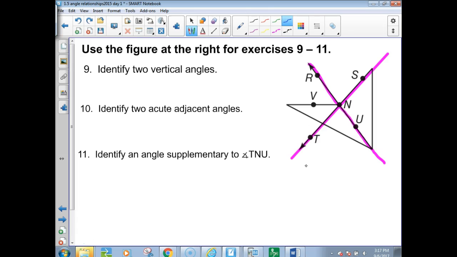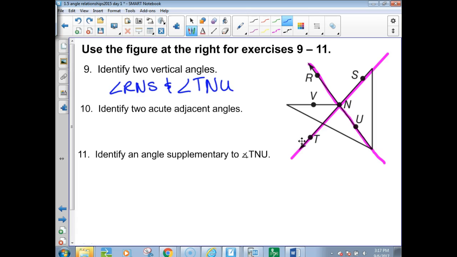Bryce, name me a pair of vertical angles, please. Okay. What's it vertical with? Perfect. Yep, that's good. TNU.